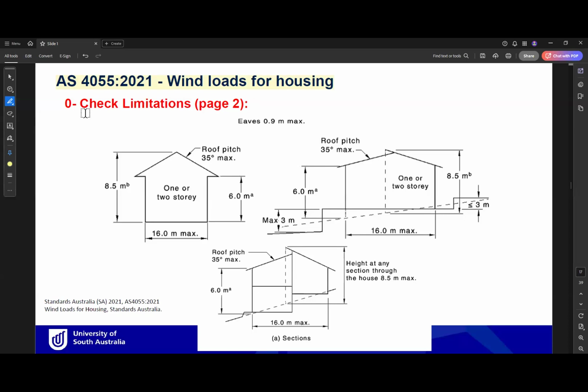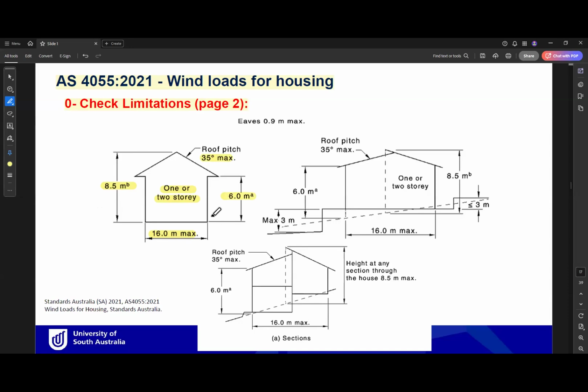So for the standard to be used, the first step is to check the limitations. The building width needs to be a maximum of 16 meters. If it exceeds 16 meters, you need to go back to using 1170.2. The maximum height is 8.5 meters. The building needs to be only 1 or 2 storeys maximum. If it is more than 2 storeys, you can't use this standard. The maximum roof pitch is 35 degrees. The maximum eave height is 6 meters.